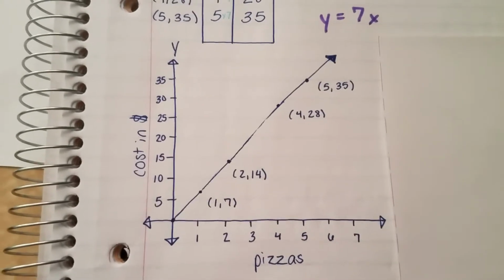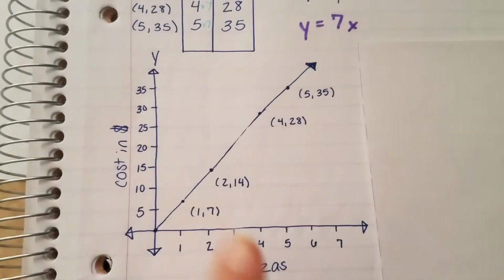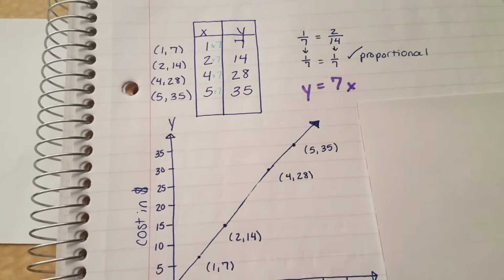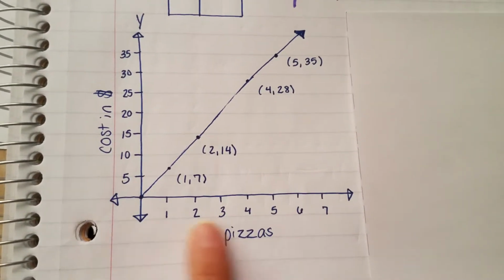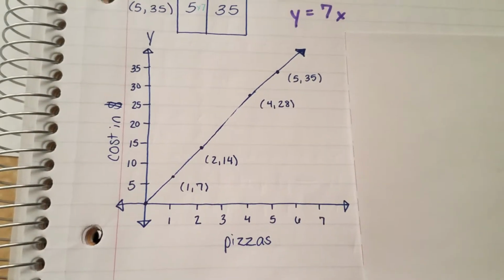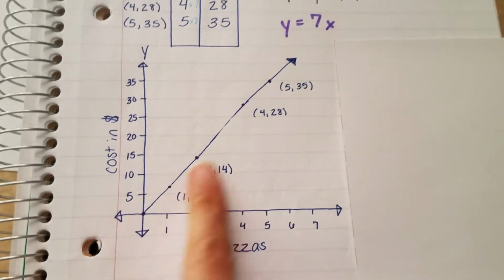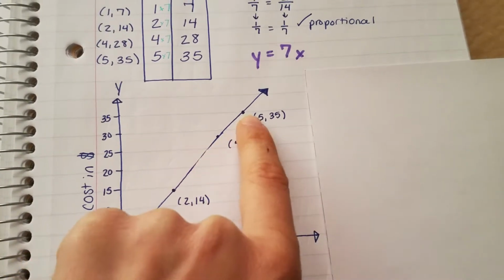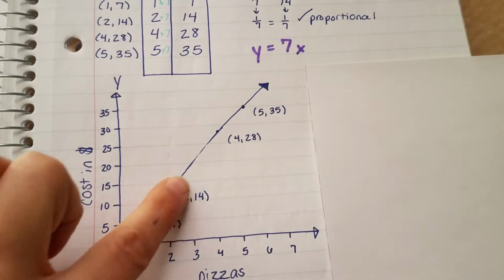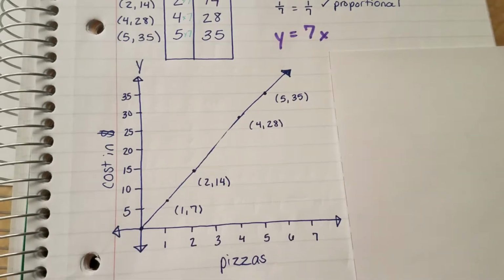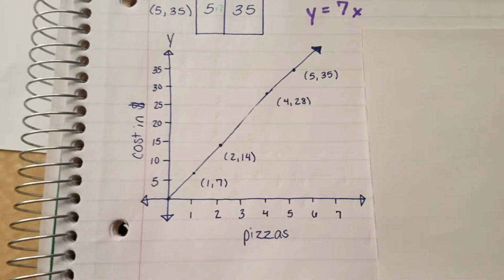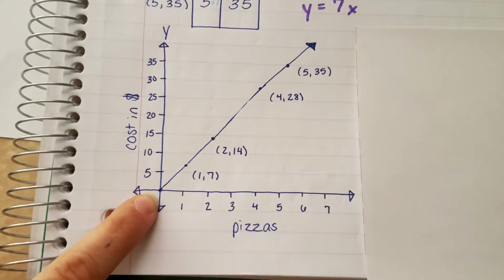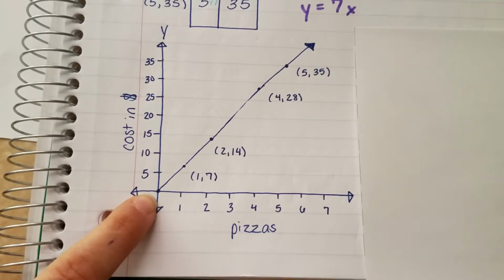Now you'll notice a couple of things about this graph. First of all, I have my pizzas. We're going to say that this is a relationship between pizzas and the cost for the entire order. So I have pizzas across the bottom, cost in dollars up the side, and then I've graphed my points here. So I have the points (1, 7), (2, 14), (4, 28), and (5, 35). And you'll notice that the line that I create when I connect my points is straight, or at least relatively straight. It should be straight. You'll also notice that my line goes through the point (0, 0). We call that the origin.